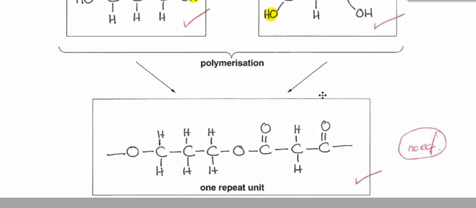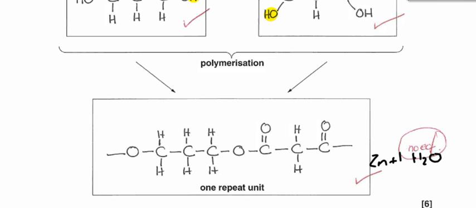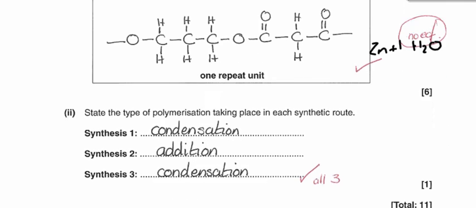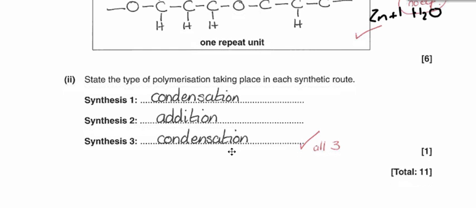Remember, when you're doing this type of polymer, you have water coming off, and you have 2n plus 1 H2O, which are formed because you get a water coming off at each of these linkages. The final part of the question then just rounds up. It just wants to ask you to check whether you've understood what each of these syntheses are in terms of polymerization.